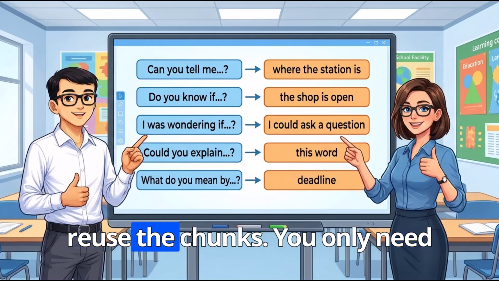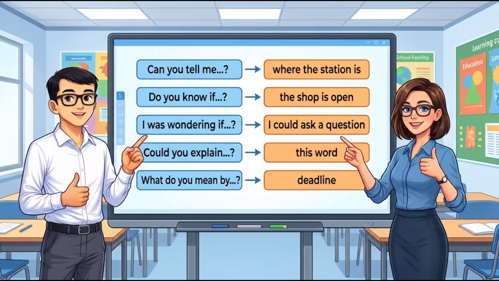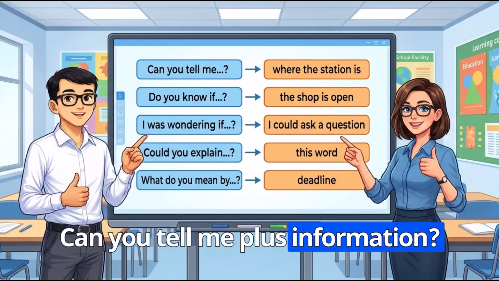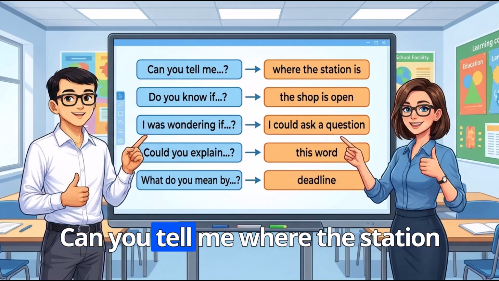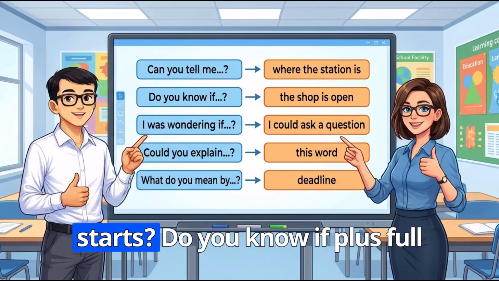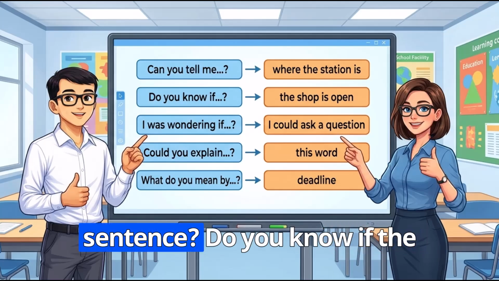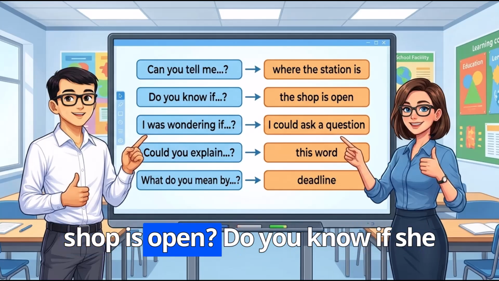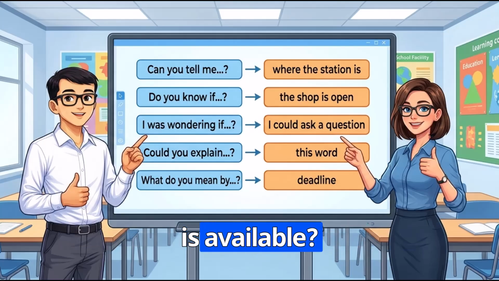Now, let's reuse the chunks. You only need to change the ending. Can you tell me plus information? Can you tell me where the station is? Can you tell me what time it starts? Do you know if plus full sentence? Do you know if the shop is open? Do you know if she is available?